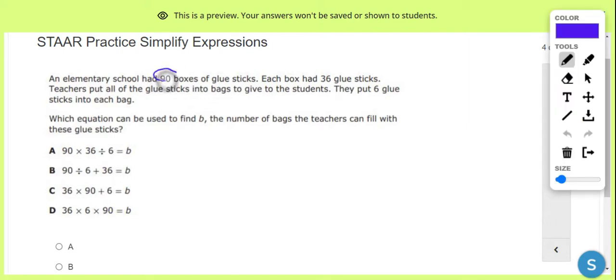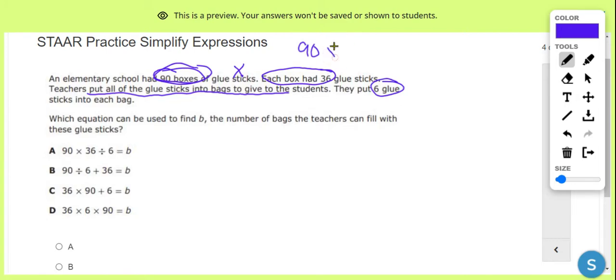Okay, 90 boxes of glue sticks. Each box has 36 glue sticks. So 90 boxes times 36. And then we're going to put all the glue sticks into bags and give them to each student. And that's 6 in a bag. So it looks like we're going to multiply 90 times 36. Then after you do that, then we're going to divide it into groups of 6.